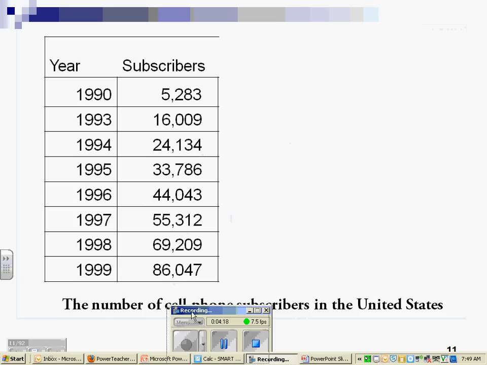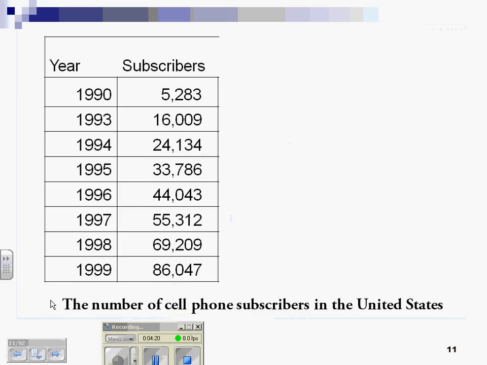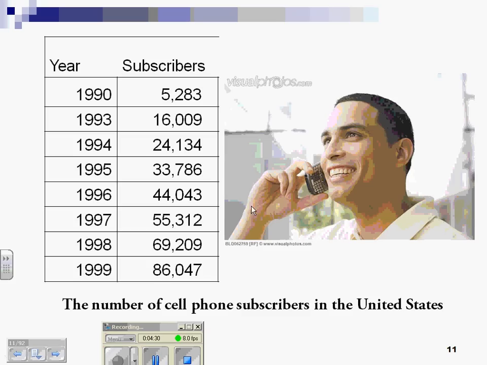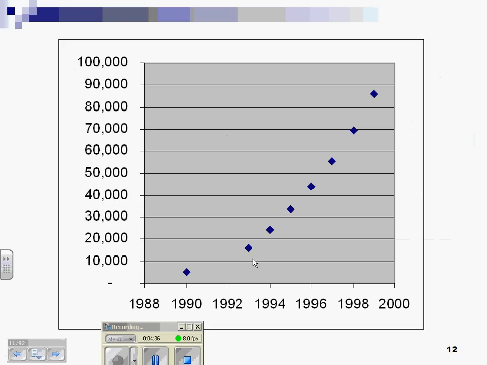So here's an example of this. The number of cell phone subscribers in the United States. 1990 is the starting year, not a lot of subscribers. By 1999, we had a lot more subscribers. You're all familiar with this. If we were to graph this, you should hopefully see a very distinct curve. This is not a linear model. This is a curved model.